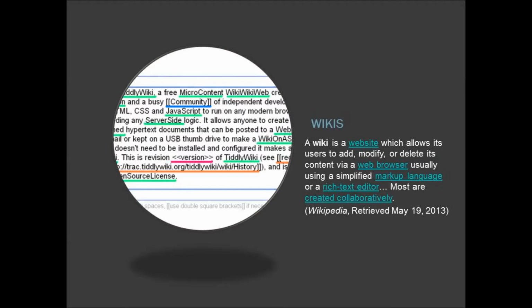A wiki is a website which allows its users to create, modify or remove content, and these are usually collaborative. The word wiki from Hawaiian stands for fast.